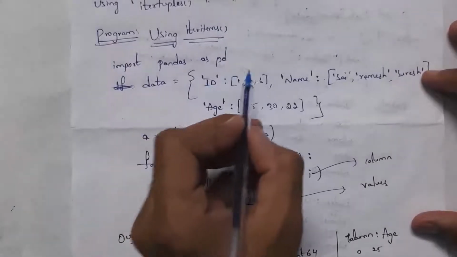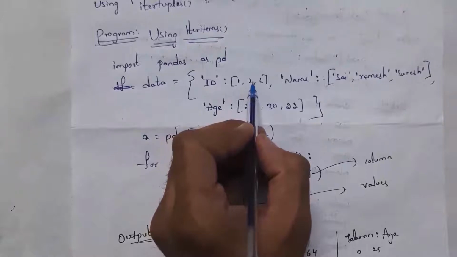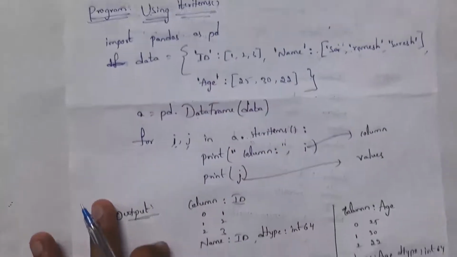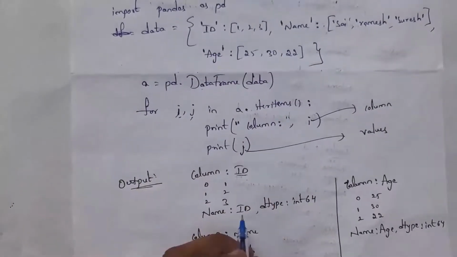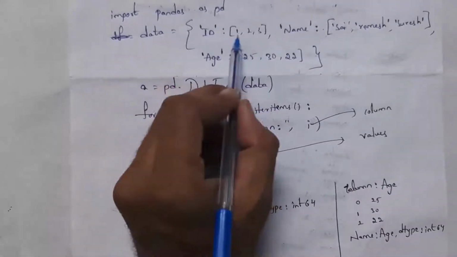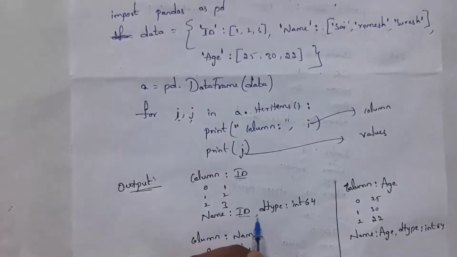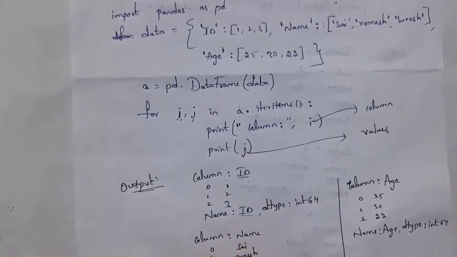This ID column contains values 1, 2, 3, where 1 is in index number 0, 2 in index number 1 and 3 in index number 2. So this is my output. And also at last it will display the column name and column data type. Guys, here in this ID column all are integer values. So it will display the output: column name, that is ID column, data type, that is int64.